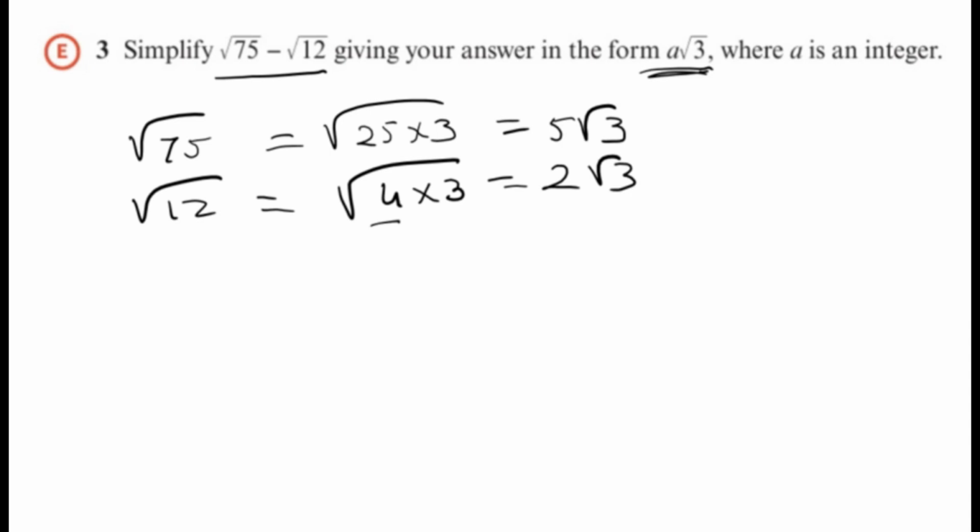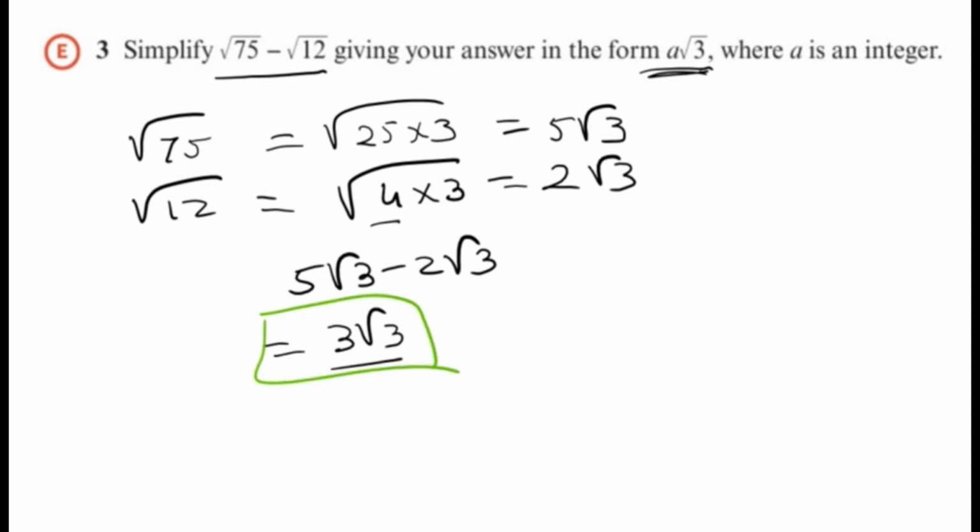So first we simplify these. Now put them into the question. So 5 root 3 minus 2 root 3 will give us 3 root 3. So this is our answer in the form of a root 3. So this is our final answer.